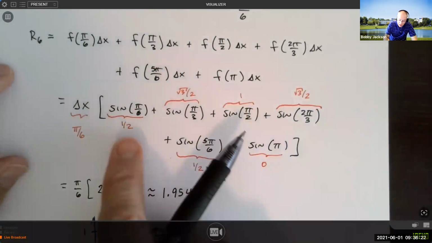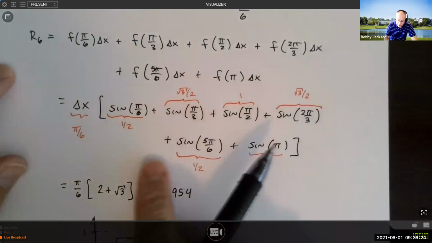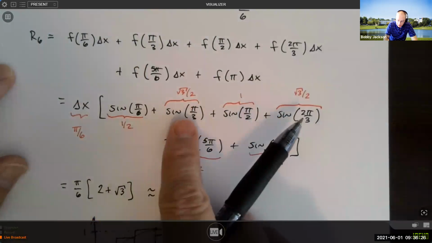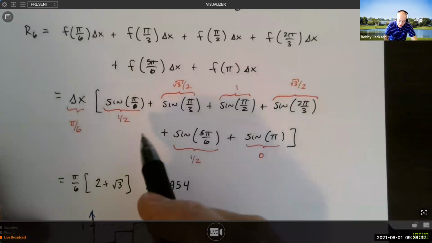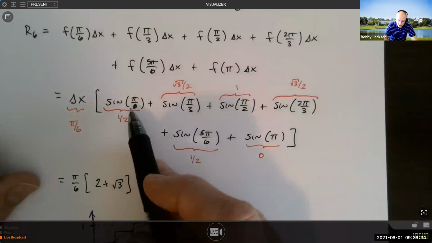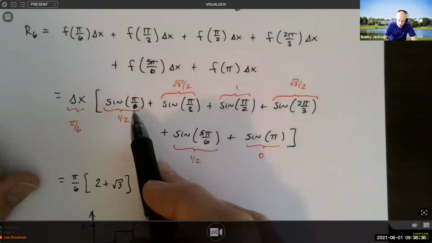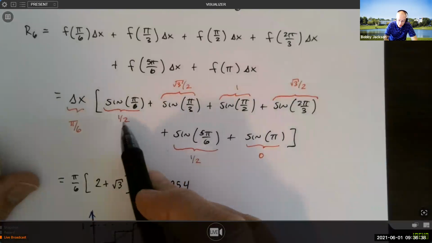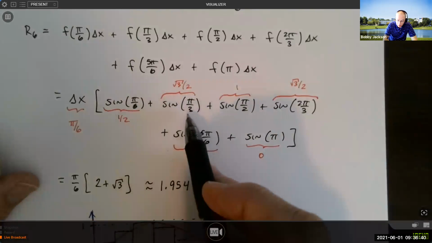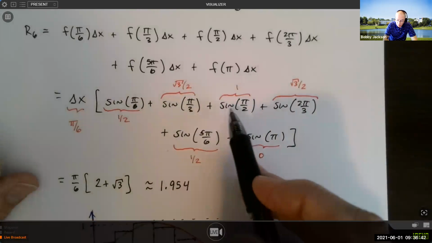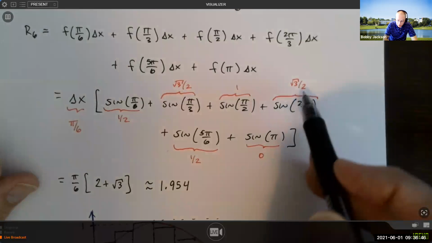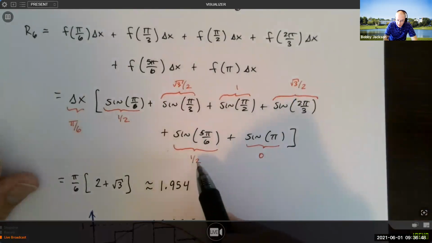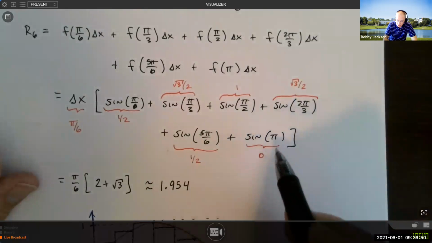At this point, in general, you could use your calculator to punch in these quantities and approximate that. I went ahead and did it exactly, because these are common values that we know the sine of. For instance, sine of pi over 6 we know is 1/2. Sine of pi over 3 is square root of 3 over 2. Sine of pi over 2 is 1. Sine of 2 pi over 3 is square root of 3 over 2. Sine of 5 pi over 6 is 1/2 again, and sine of pi is actually 0.